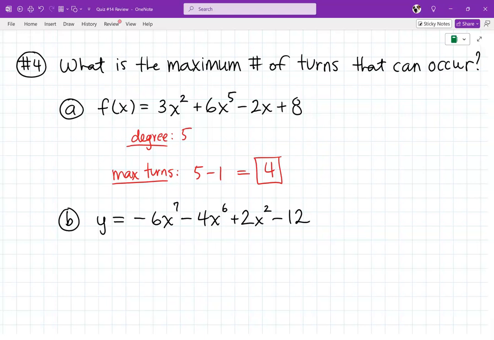And that's it. That's all the work you have to do. It's no more than that. You don't even have to write degree like I did. I'm doing that just to make a point. We need the degree, and then we subtract 1 from it. Okay? But honestly, I would just have written 4. I would not even have written any work.